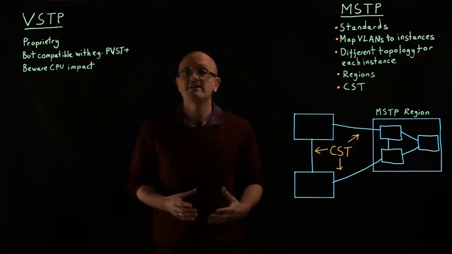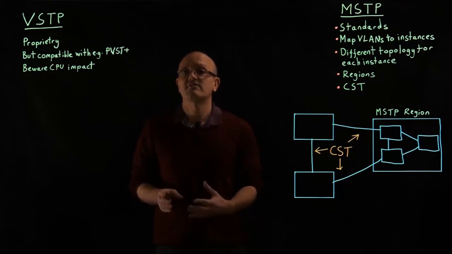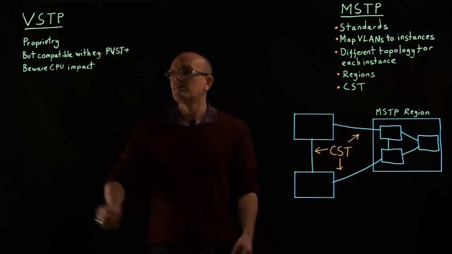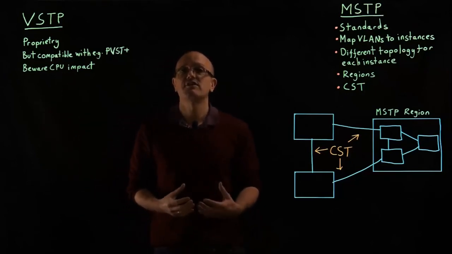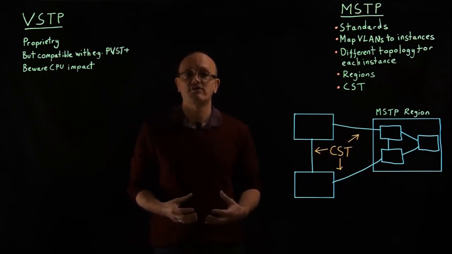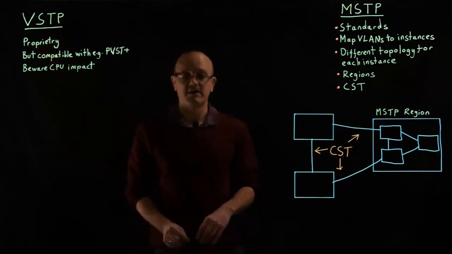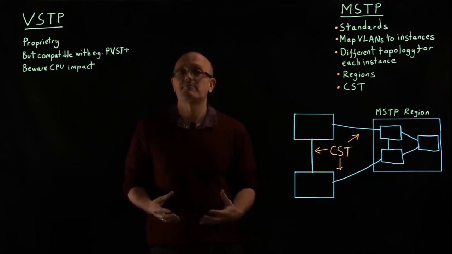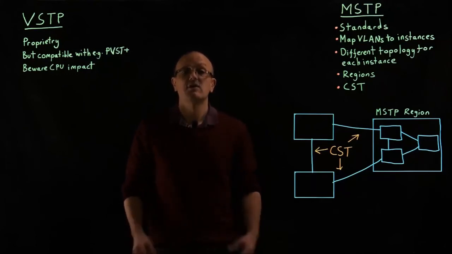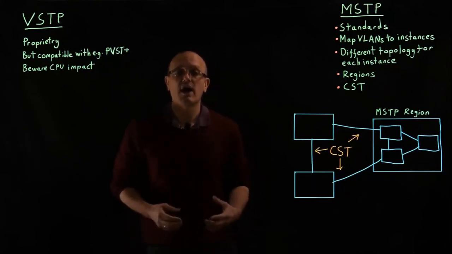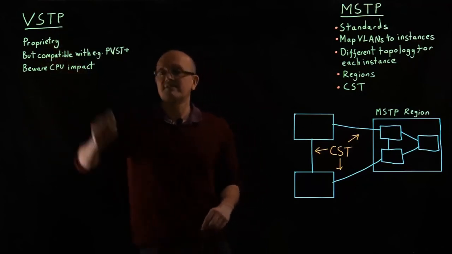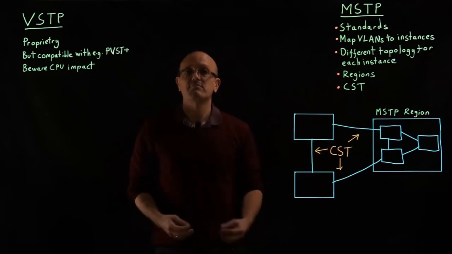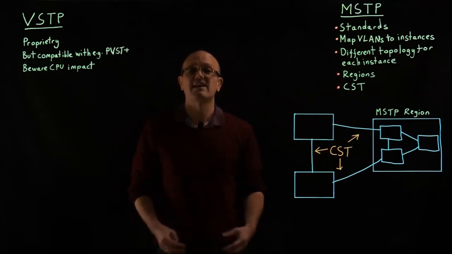So the one main thing to note with this is because we are having different topologies per VLAN, if we have many VLANs deployed, this can have an impact on the CPU of the control plane of our switches speaking VSTP, because we're having to calculate different topologies for perhaps many thousands of VLANs. This is a quick overview of how you can deploy either VSTP or MSTP to maximize the deployed physical assets in a layer 2 network.